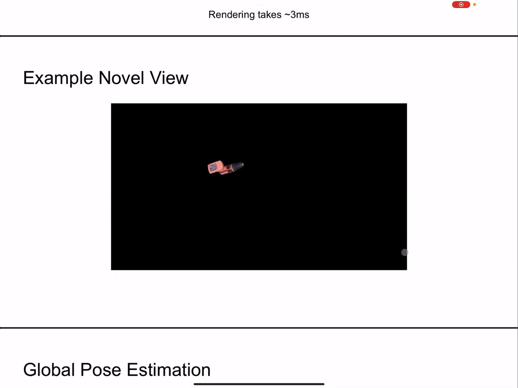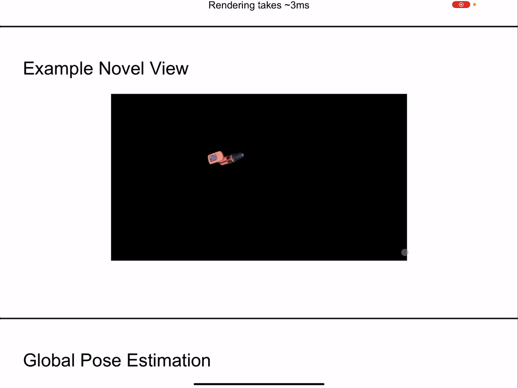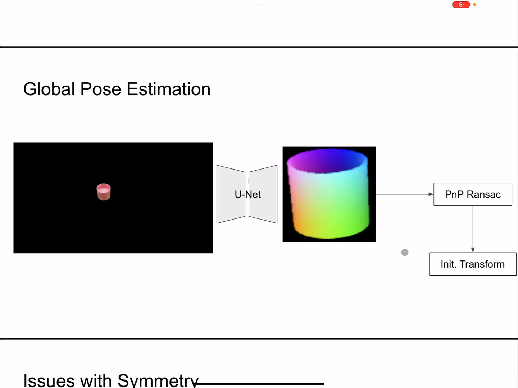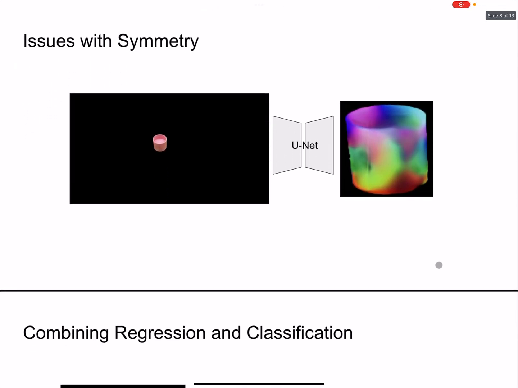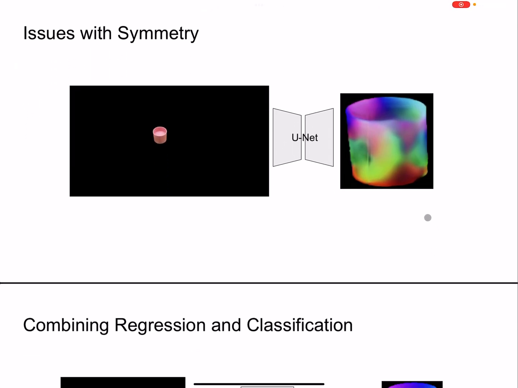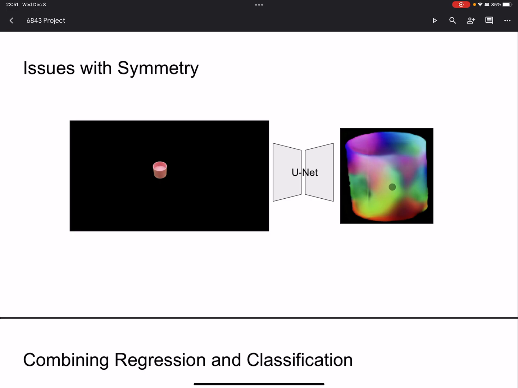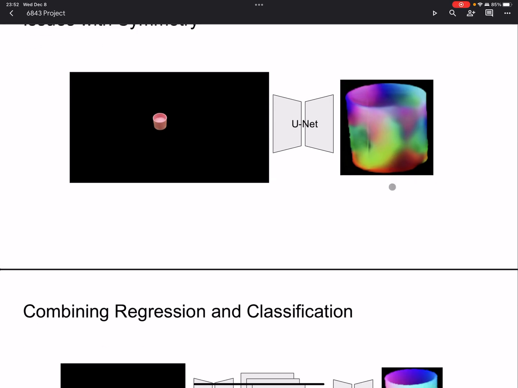And you can take this neural renderer and you can generate a bunch of novel views. And once you have these novel views, you can train a global pose estimation method like this, where you take the object, you estimate the coordinates of the object in each pixel, and you use PnP RANSAC to solve for the initial transform. However, if you directly regress over the coordinates of the object, you get this blobby mess because it's actually regressing over the mean of identical locations on the object since it's highly symmetric.